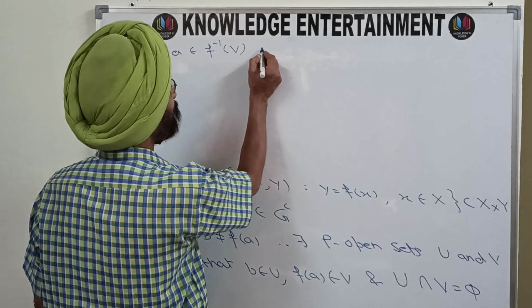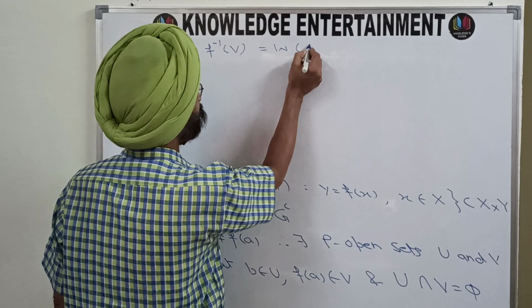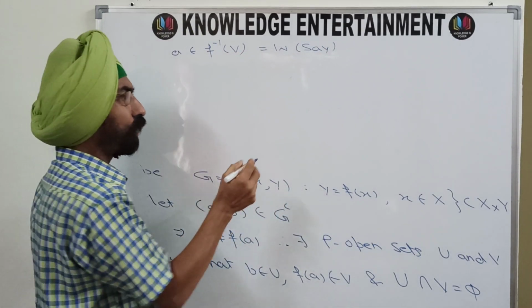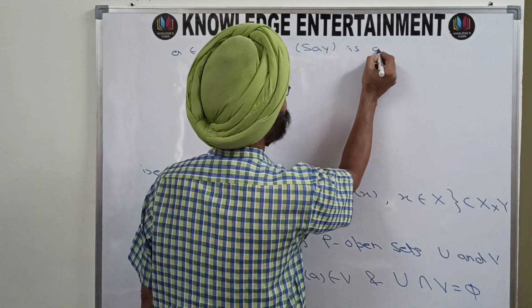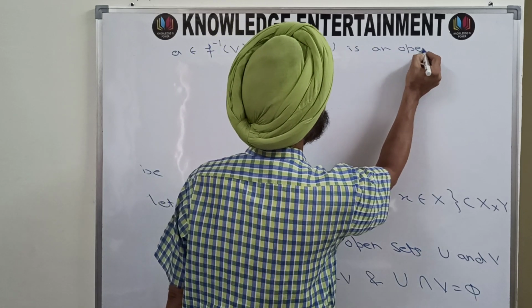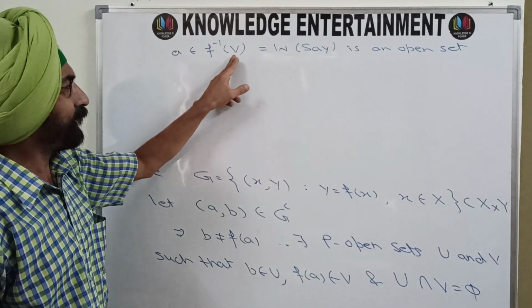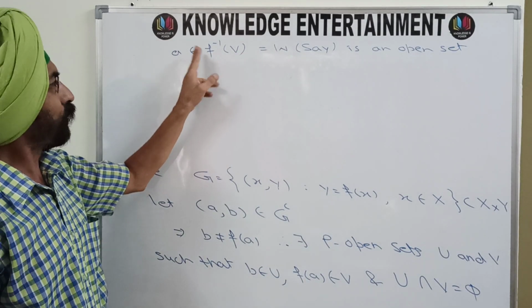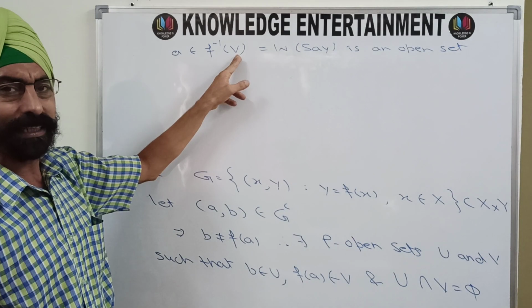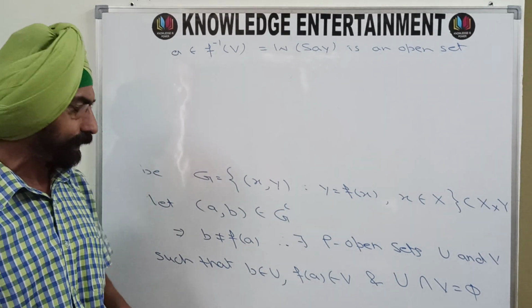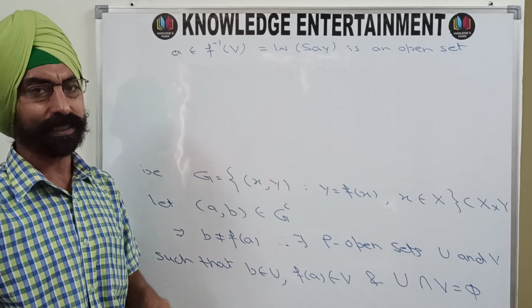So I'll rename it as W. So A belongs to W, which is an open set. Why open set? I have told you that V is open and F is continuous. So the inverse image of an open set is also open if the function is continuous. So W is an open set. Your U is already an open set.